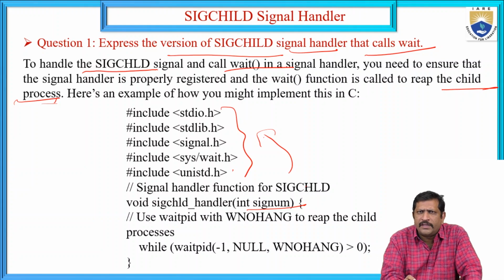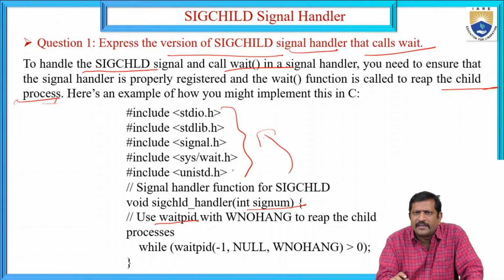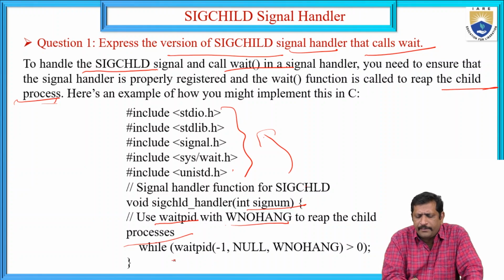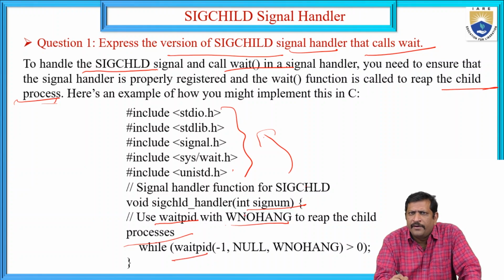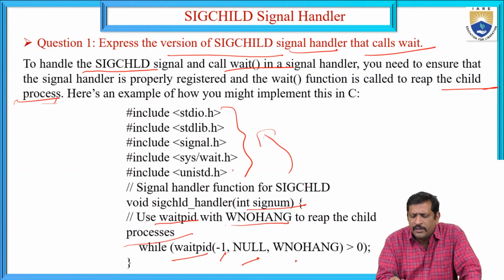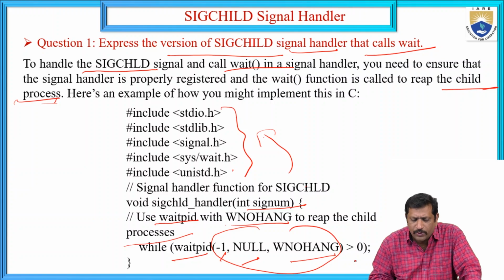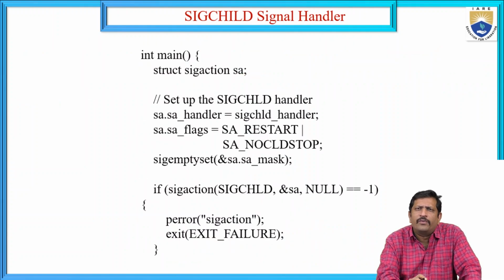For that we are now using waitpid, waiting for terminating the child process, with WNOHANG to reap the child process. The condition is while waitpid is returning, if it is -1 it returns the termination, returns the other process, with null arguments. So all these are the arguments. Now if it is greater than or equal to 0, we can evaluate the main function.